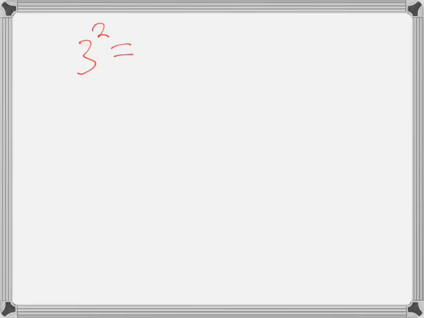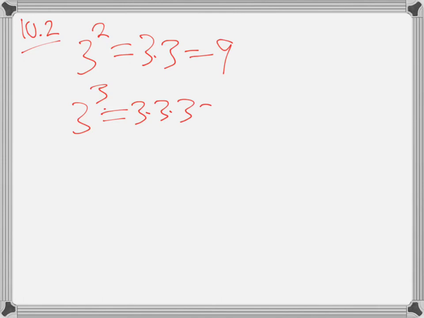Let's talk about what powers mean. So here we are in section 10.2. Let's talk about what powers mean. If you put a little number in the upper right-hand corner, you all know what that means, right? What does 3 with a little 2 up there mean? Yeah, it means 2 times multiplied, right? It means 3 times 3, which is 9. If you put like a 3 up there, we all know that means 3 of them. 3 times 3 is 9, times 3 is 27, etc.